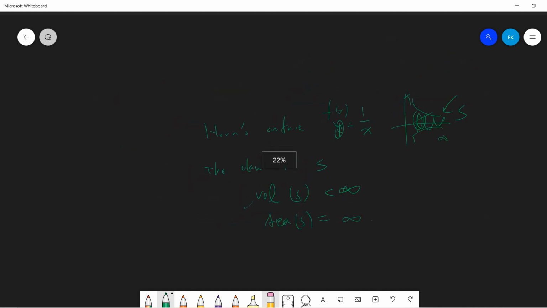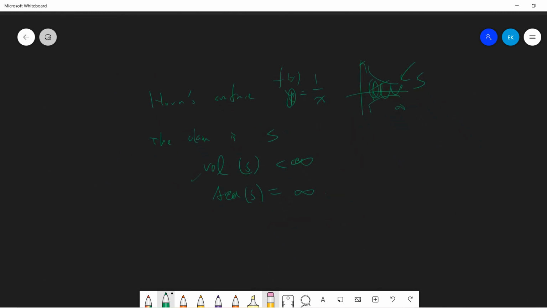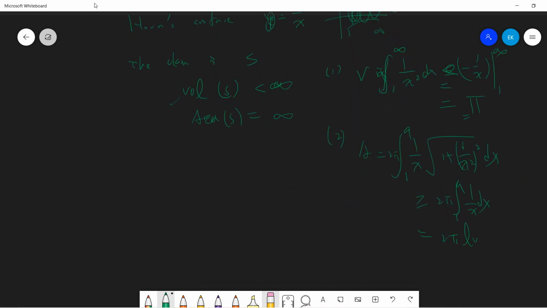You can go back to see my previous video for the proof, and the proof is very simple. Let's quickly recall. The volume is proportional to the integral of 1 over x squared dx from 1 to infinity, which will be bounded, so it's just a constant. There's a pi here, so actually it's pi. And the area is basically 2 pi times 1 over x times the square root term from differentiation, dx. So from 1 to a it's greater than 2 pi times the integral of 1 over x dx, so it's 2 pi log a, which blows up as a goes to infinity.